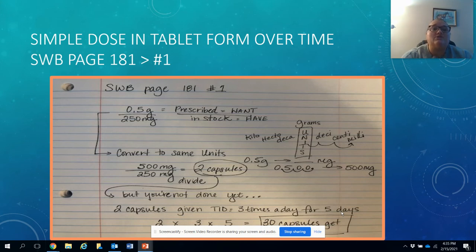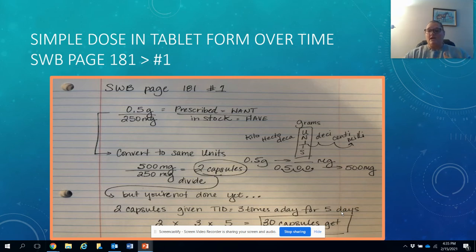We're using student workbook page 181, and this is number 1. What's prescribed is a want. You want to give that, and that's 0.5 grams. Well, we need to change it to milligrams because what we have in stock is the 250 milligrams. So we move the decimal 3 spots to the right and change that 0.5 grams to 500 milligrams. So you divide that out now because you have the 500 milligrams on top, the 250 milligrams on the bottom.